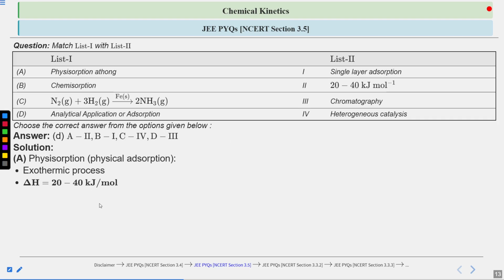So I want to mention that the question we are discussing and the concepts we are using in this question are things to remember. Basically you have to remember them. There is no logic. This is a simple concept: this is the definition, this is the heading. You have to learn that physisorption has this much enthalpy change value, what chemisorption is, and what the analytical application of adsorption is. That's how you can match it with the correct pair in list 2. So A is correctly matching with the second component in list 2, that is 20 to 40 kilojoule per mole.